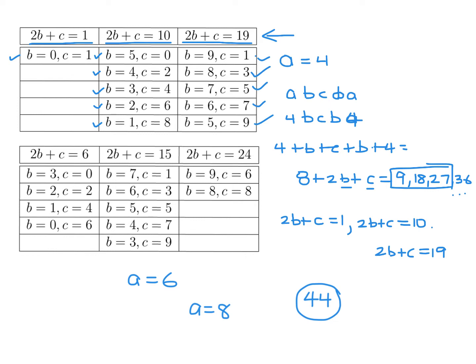And there's 11 here, right? 1, 2, 3, 4, 5, 6, 7, 8, 9, 10, 11. So I guess for A equals 8, there was also 11. So there was 11 for that guy, 11 for this guy, and 11 for this guy. So in total, and there was 11 for A equals 2, if you recall. So 11, 11, 11, 11, 44. That's the answer.